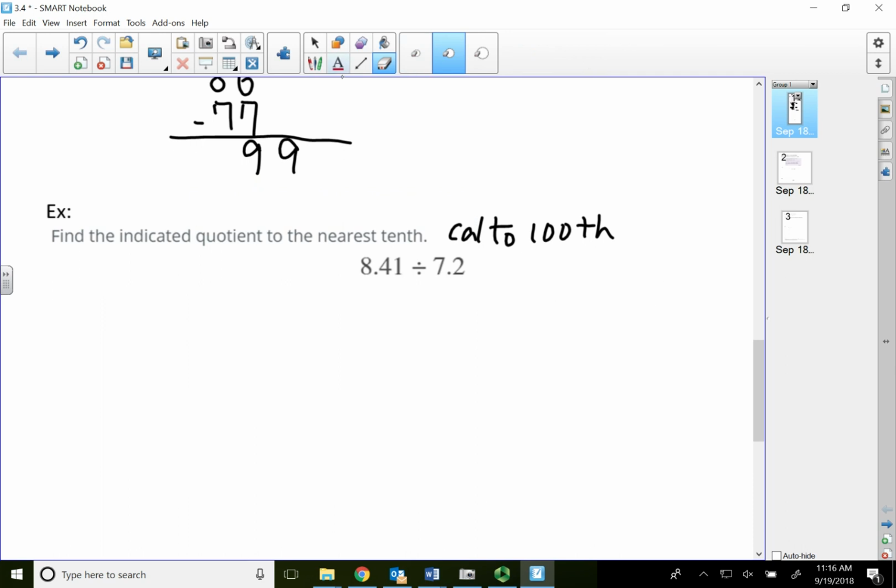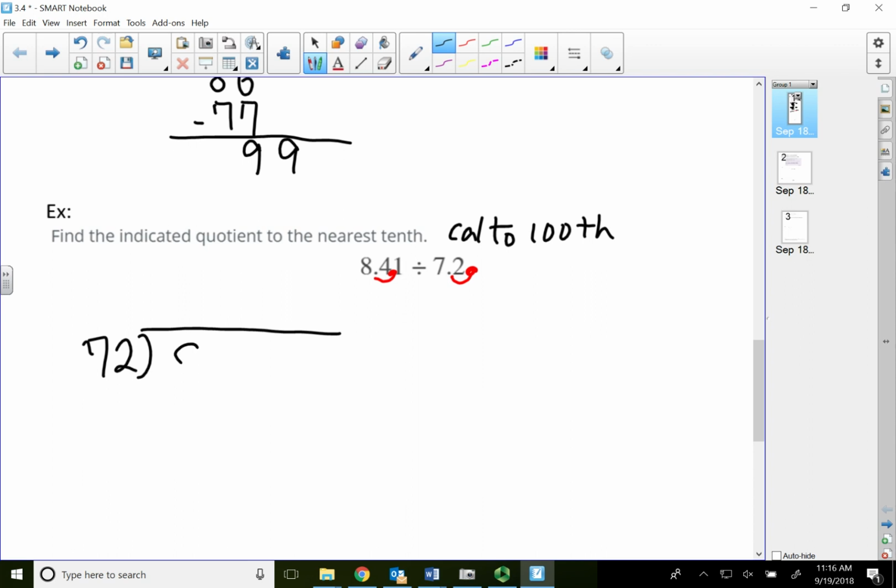My divisor is 7.2. I need to move my decimal to the right one place to become a whole number, 72. So on the inside, I will also move one place. So my divisor now is 72. My dividend is 84.1. So the decimal is right above, right between the 4 and the 1.